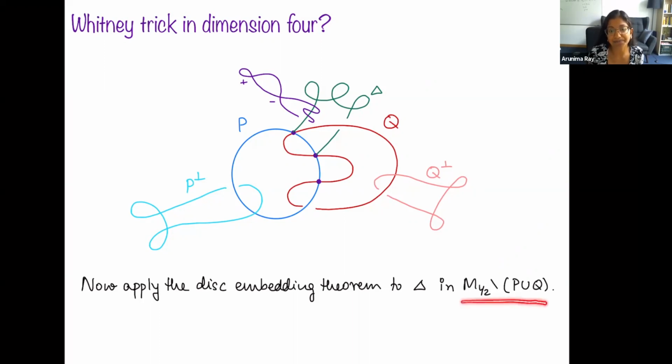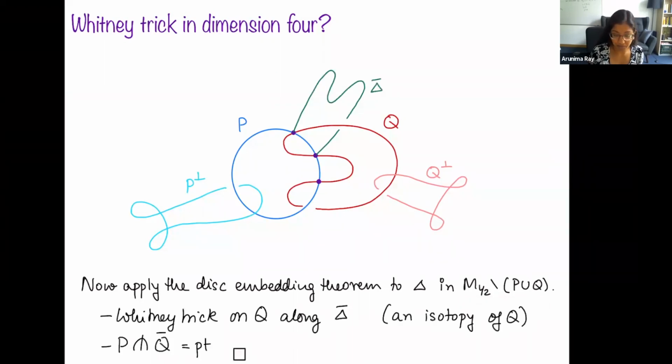That was your exercise. And so then when I apply the disk embedding theorem, my disk delta becomes improved to this disk delta bar. And in fact, the boundary remains the same even up to framing. So nothing exciting is happening over there, which is lovely, because what do I have now? I have a framed embedded Whitney disk delta bar for this extraneous pair of intersections between P and Q. So I can do the Whitney trick on Q along delta bar. This is an isotopy of Q, those are allowed.